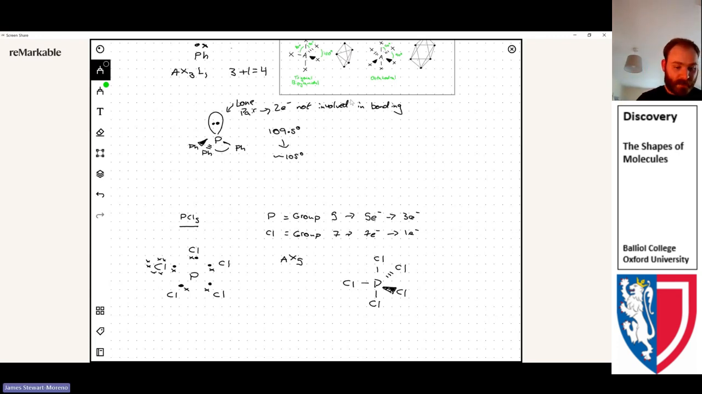Are they spectator electrons, referring to lone pairs? Yes. So I'm trying to remember the naming system that you may use at GCSE. I think that yes, you could refer to them as spectator electrons because they're not involved in bonding.